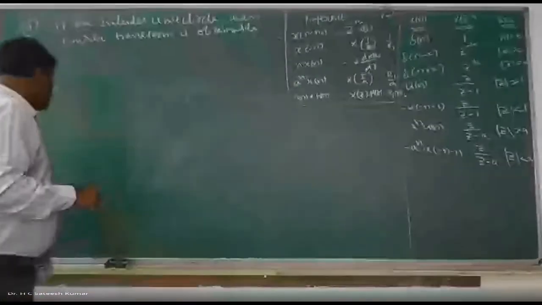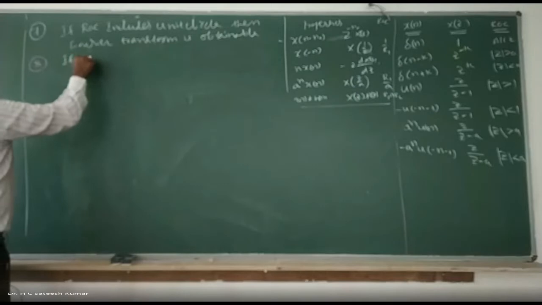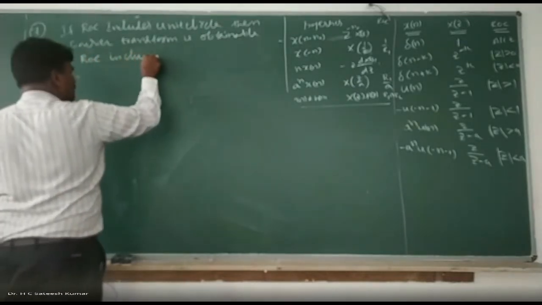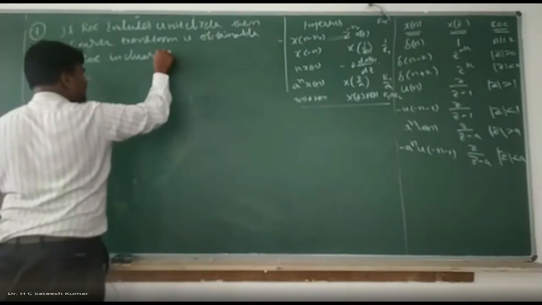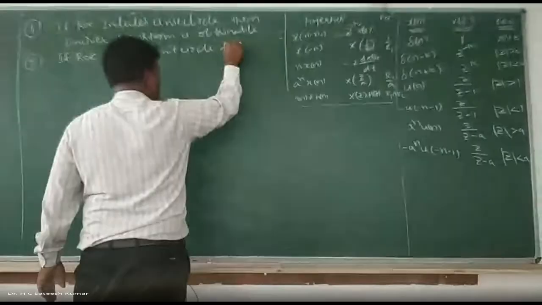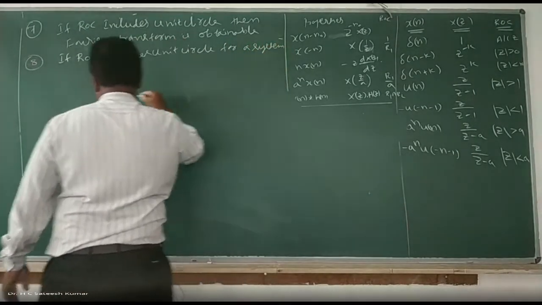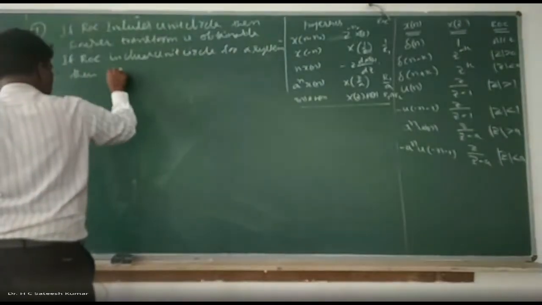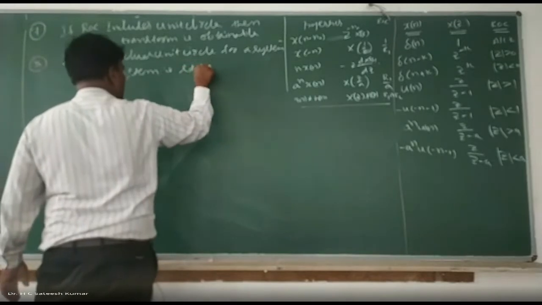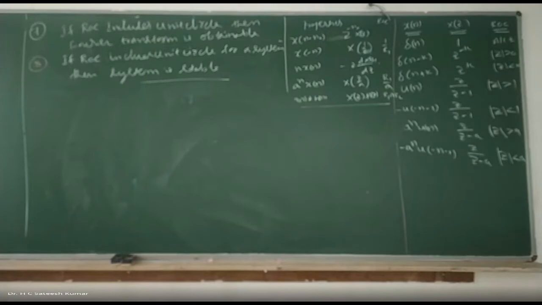Therefore, what do we have? So if ROC includes the unit circle for a system, then the system is stable. System is stable. So these are some of the properties that you can study.